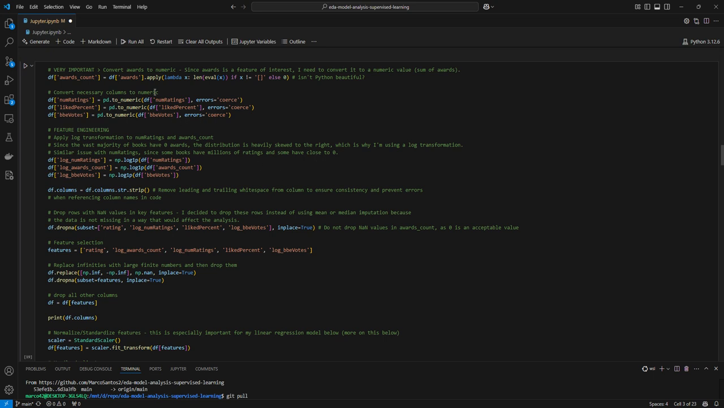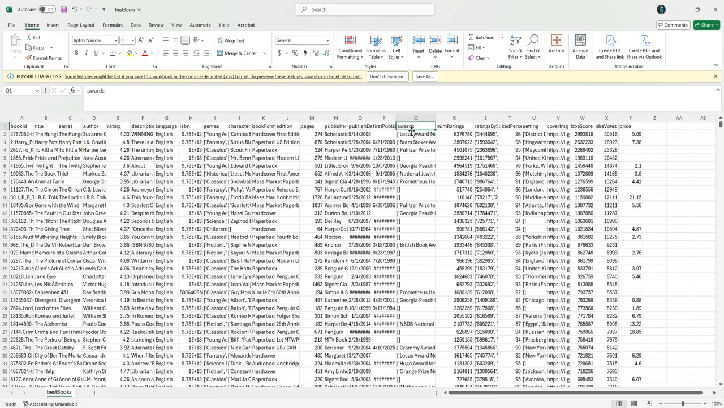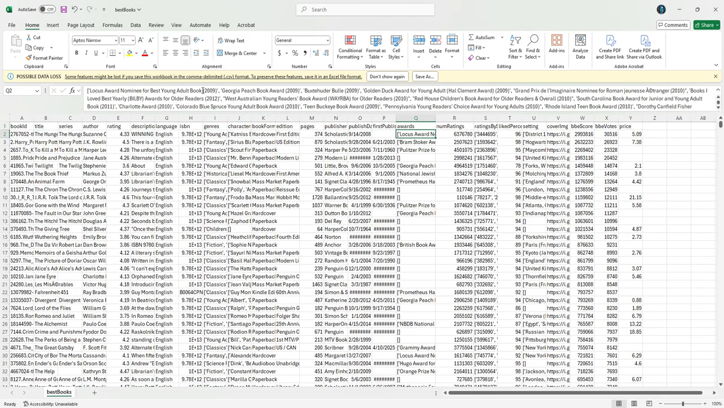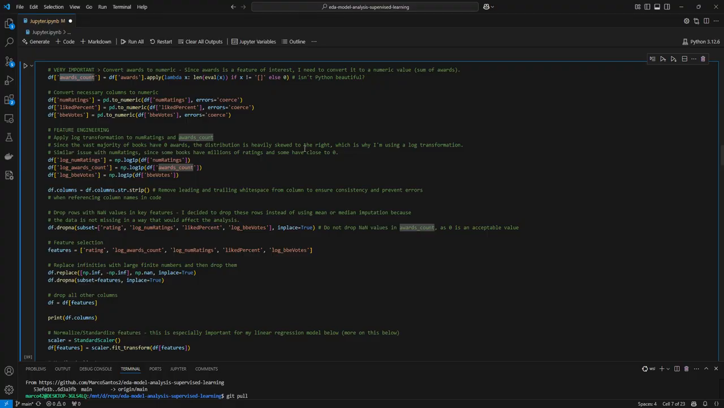First thing I did here was for award counts. So let's take a look here at award counts. As you can see, award counts is not a number, it's the name of the awards. It doesn't even have how many awards a book was granted, which is what we're looking for. So what I did here is I just converted this to a number, so we know how many awards were earned by each book, and then I did the same.